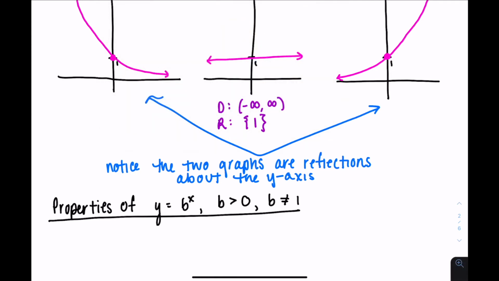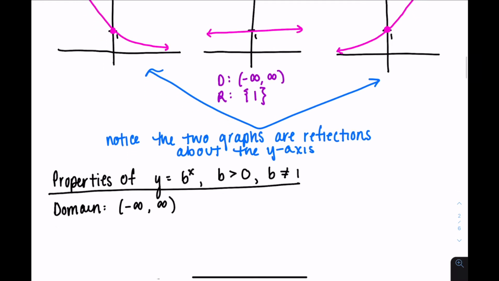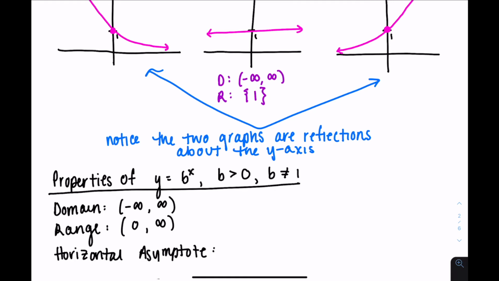So the first thing is for your exponential function with base greater than 0 other than 1, your domain is anything you want. You can input whatever you want. The range, however, is going to be from 0 to infinity. You're not going to be able to equal 0 either. There is a horizontal asymptote because you're going to get very close to hugging that x-axis. So your horizontal asymptote occurs at y equals 0.